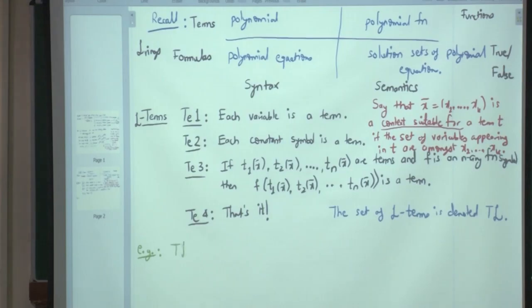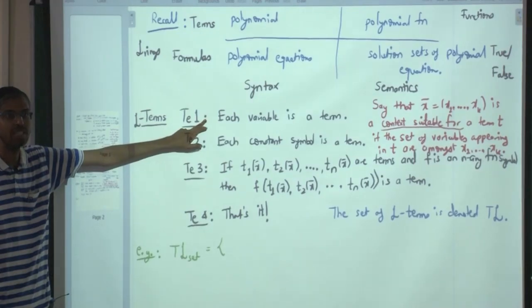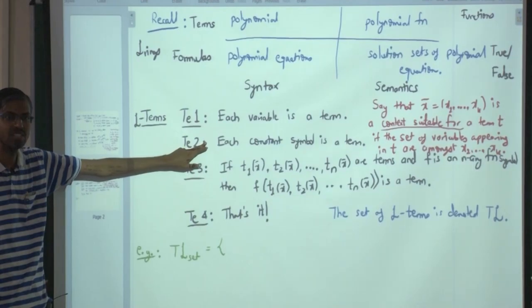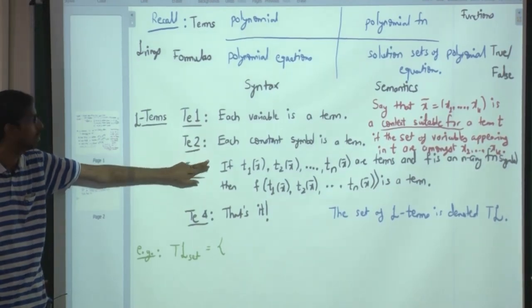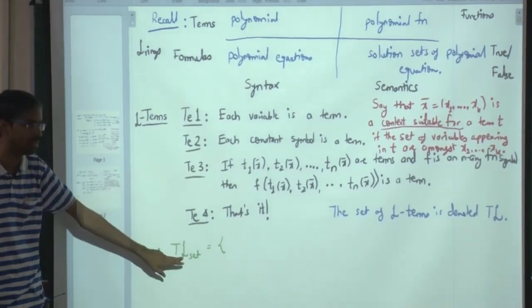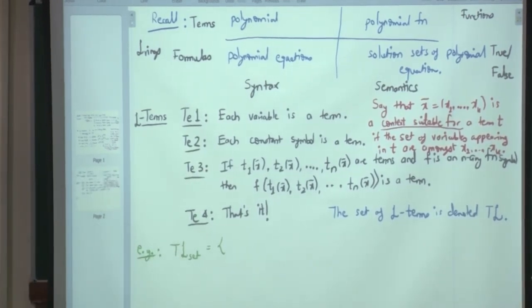What is TL set? L is the empty language. Yes? So in empty language, each variable is a term. Each constant symbol is a term. Are there any constant symbols? No. Are there any function symbols? So what are terms? Done.